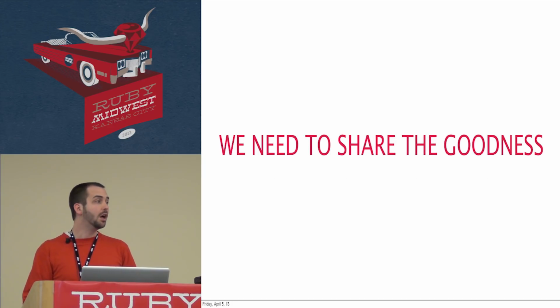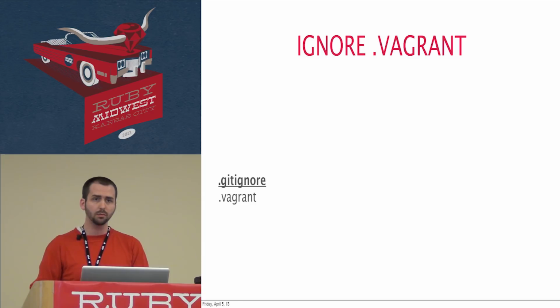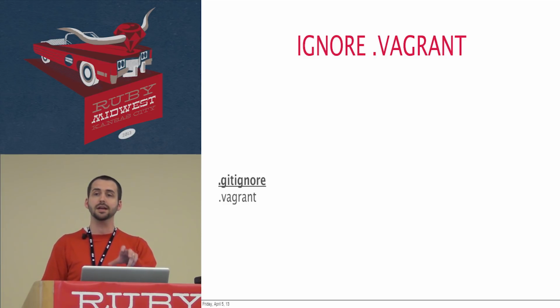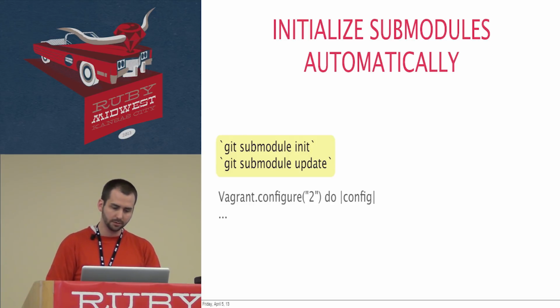So now that you've got that all figured out, you want to share it with your team, right? Don't want to just keep all that to yourself. What you want to do is, in your git ignore, make sure you ignore the Vagrant directory. That's where it stores a lot of metadata about the specific machine that was created on your machine. Like in VirtualBox, it stores the UUID of the hard disk that was created. You don't want to share that stuff, so make sure you ignore that.